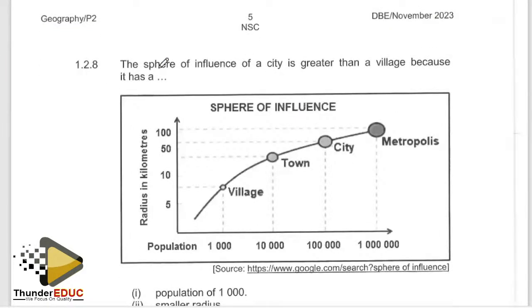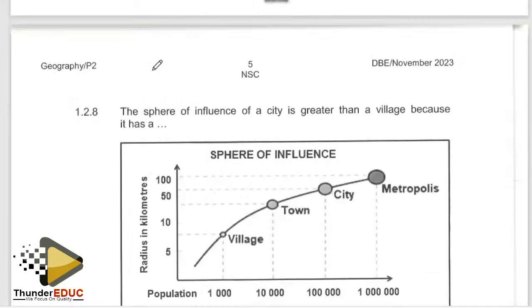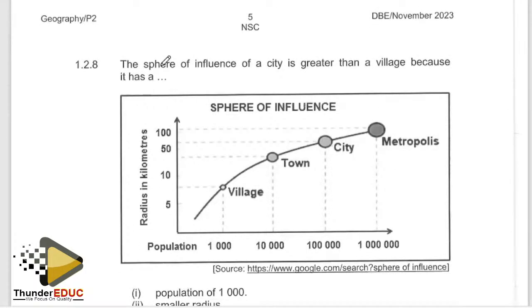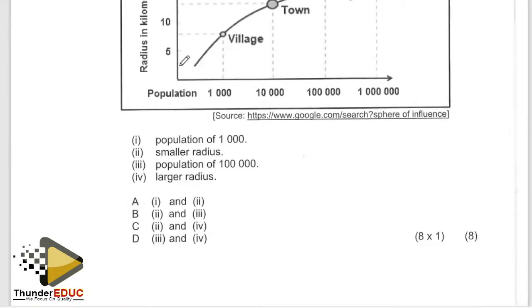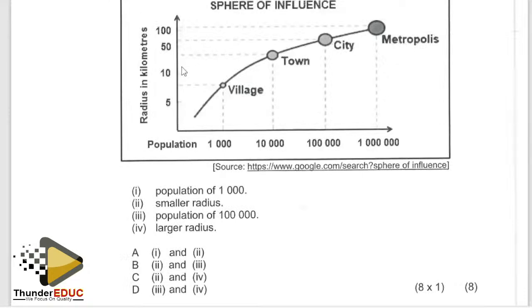1.28. Sphere of influence of a city is greater than a village because it has what? Let's see, we're looking at a city. You compare the cities in terms of the population, but in terms of the radius in kilometers, it is somewhere around 75. When you look at the village, the radius is smaller, but when you look at the city, it is larger. So we take the large, which means it is D.